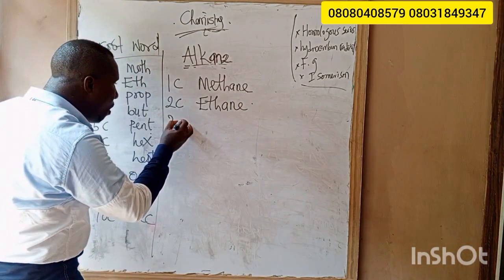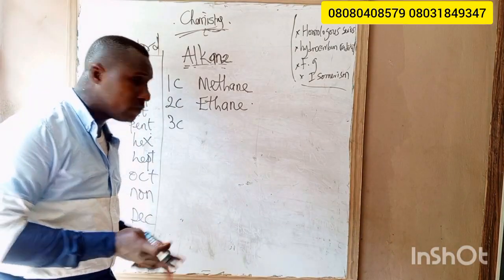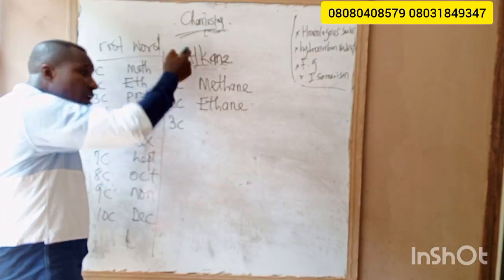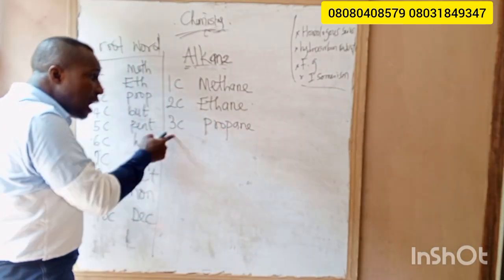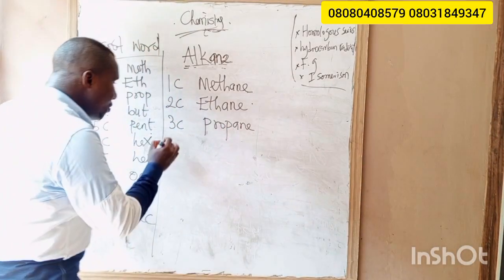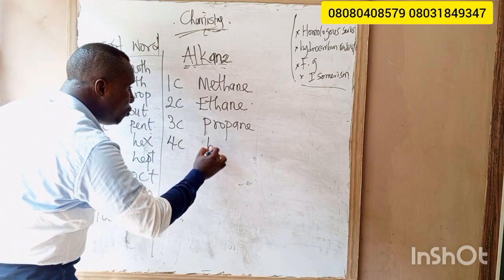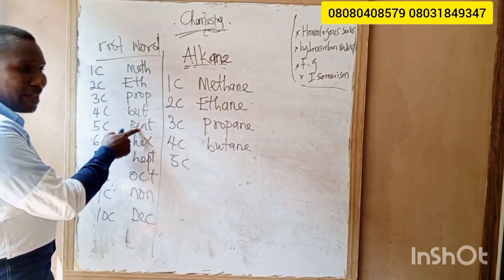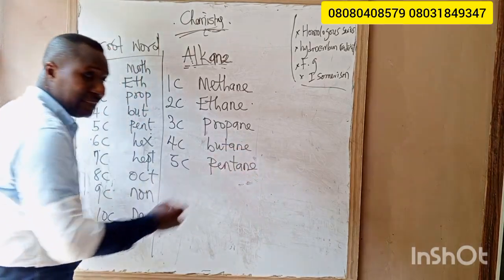When you have 3 carbon, and you know the root word of 3 carbon is what? Prop. Then that 3 carbon belongs to alkane, just write prop, then add ANE, propane. This shows that 3 carbon belongs to this family because it carries their surname. When you have 4 carbon that belongs to alkane, that means butane. 5 carbon, the root word pent, then belongs to alkane, ANE, pentane.